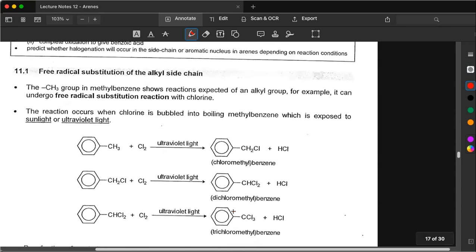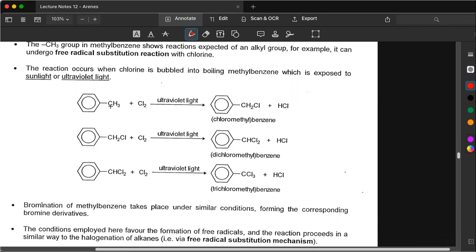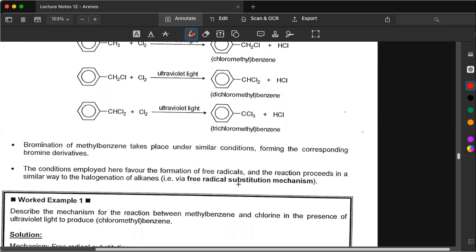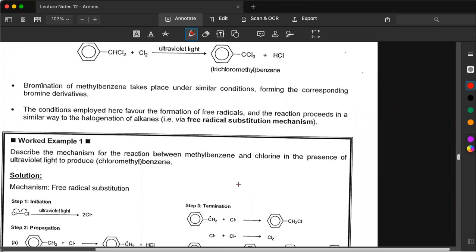Now, we start with the side chain alkyl. Of course, we have learned this in the previous chapter on alkanes. So it's very similar. When you expose it to UV, you will have the substitution reaction taking place. So one of the H is substituted with chlorine, and the substitution continues with more H substituted until all the H in the side chain are substituted. That's fine. And bromination of methyl benzene also takes place at similar conditions. So this is what we call the free radical substitution mechanism. You can just refer to the lecture on alkanes for more information.